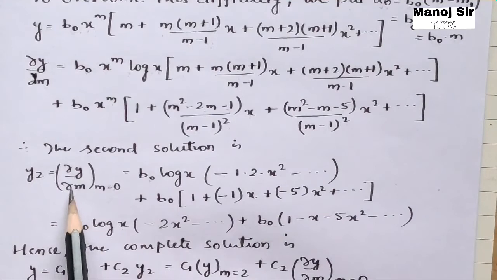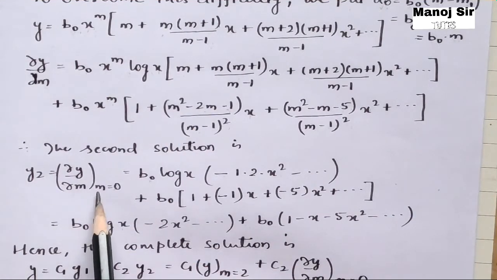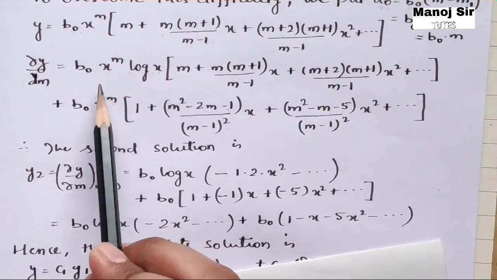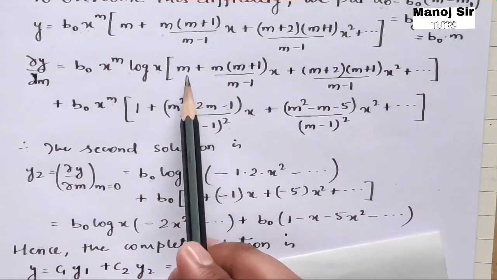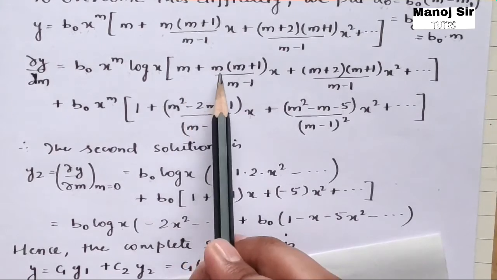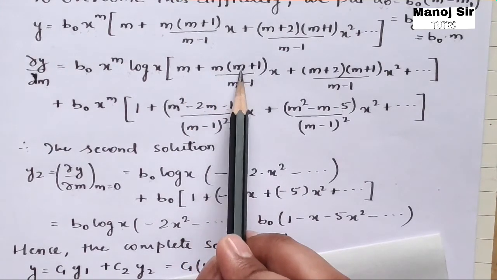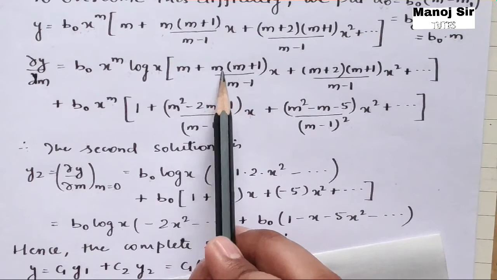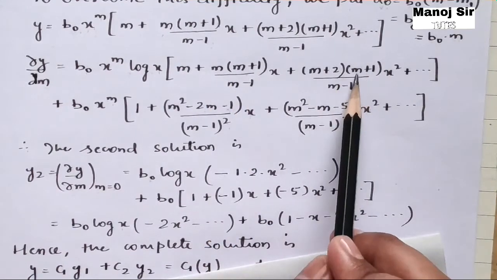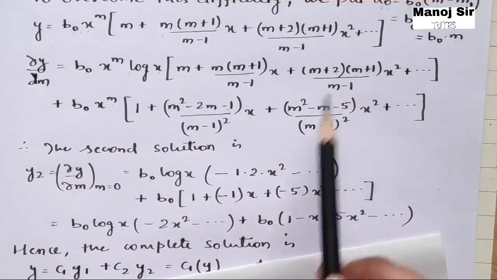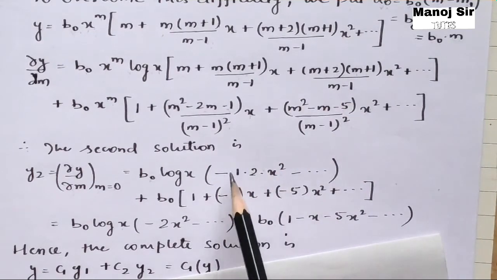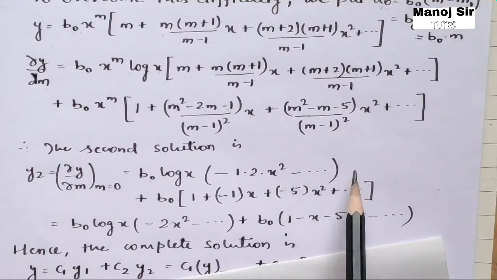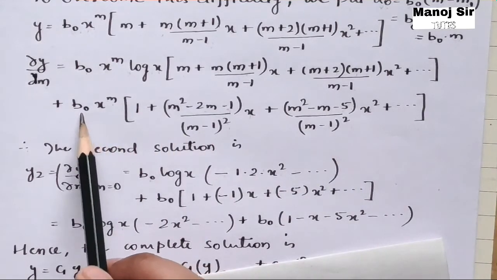That is, y2 equals del y upon del m when m equals 0. If you put m equal to 0 here, this will become 1. So b naught into log x. Put 0 here, this will become 0, since m is multiplied with this, so this is going to be 0. Now coming to this third term, that is 0 plus 2, that is 2, 0 plus 1, that is 1, upon 0 minus 1, that is minus 1. Because of this minus 1, I have written this negative sign, and x square will be as it is, minus dot dot dot.